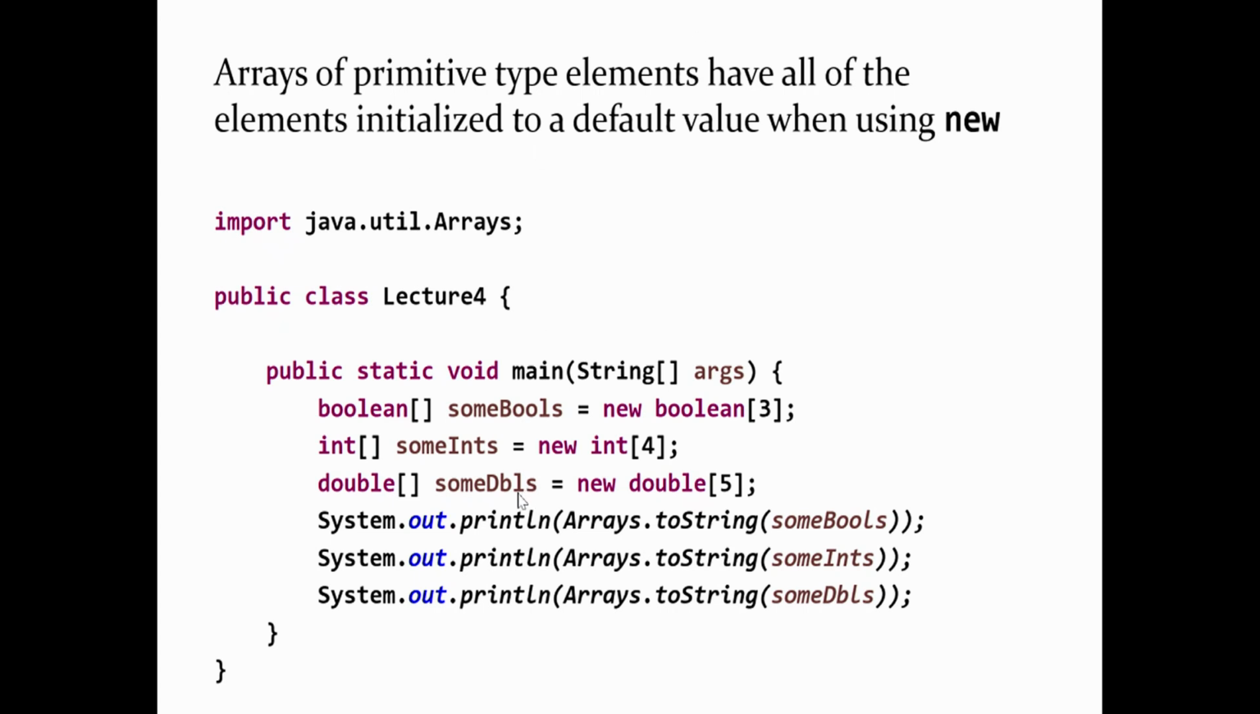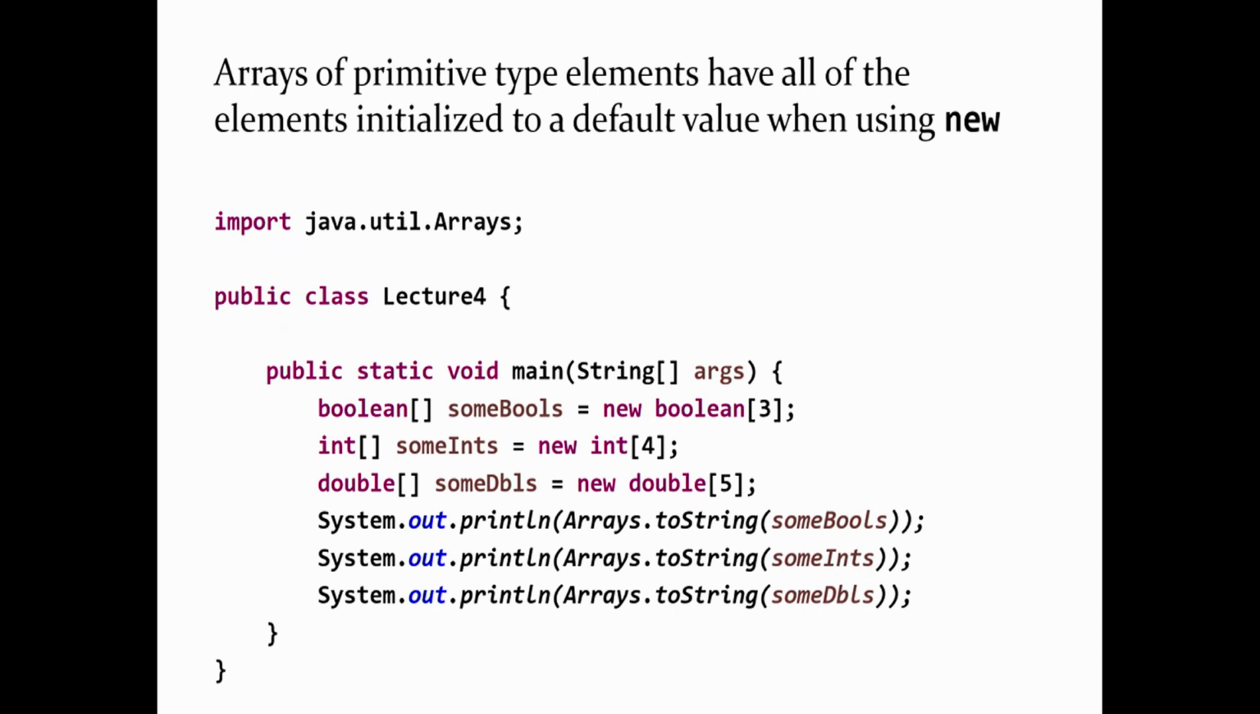For all of the numeric types, the default value is 0. So when you write int square brackets, some ints, equals new int 4, you get an array of 4 int zeros. New double 5 gives you an array of 5 double zeros. So when you print these out, you'll get false, false, false, 0, 0, 0, 0, and then 0.0 5 times.